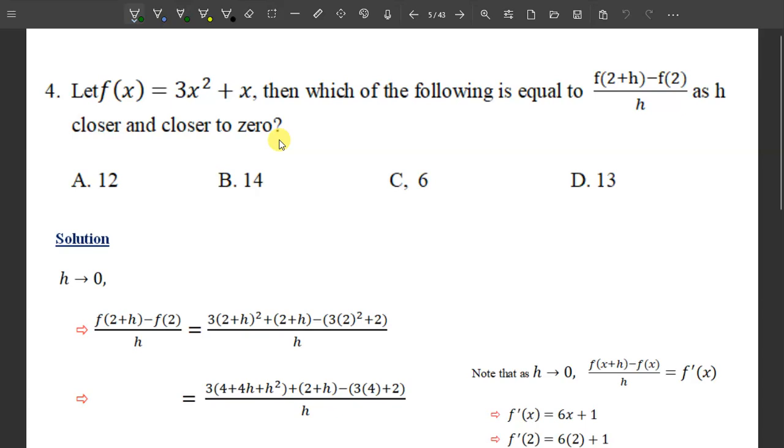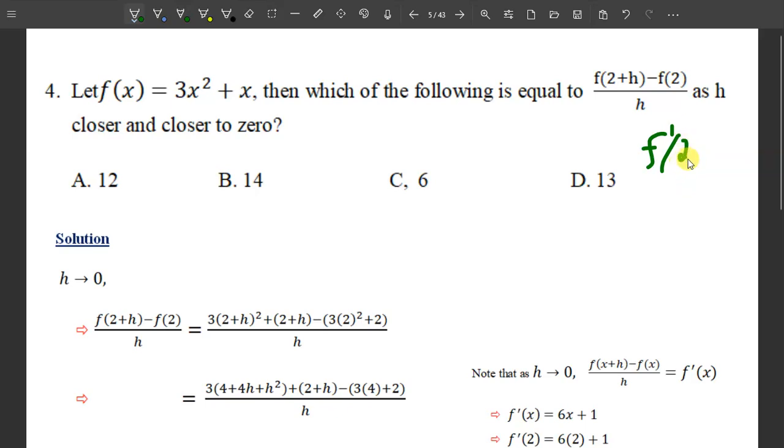If I were dealing with this question, I would simply differentiate, because as we said previously, f of x0 plus h minus f of x0 over h as h approaches 0 is equal to the derivative of the function. Therefore, f of 2 plus h minus f of 2 over h as h approaches 0 must be equal to f prime of 2.